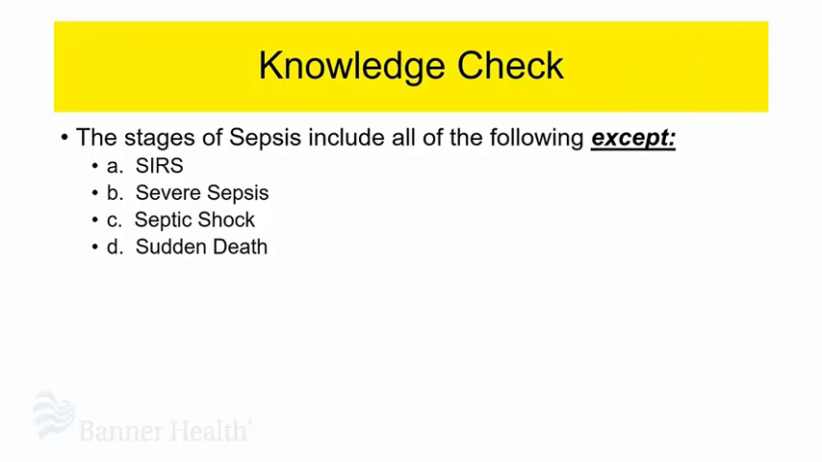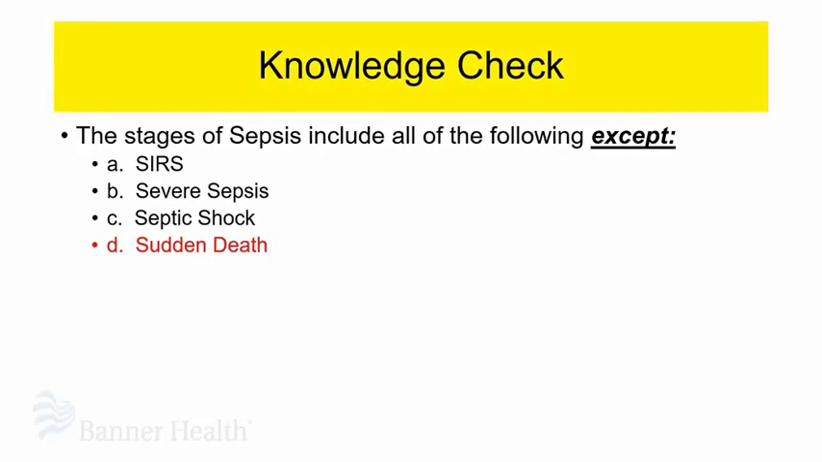Now, let's do a knowledge check. The stages of sepsis include all of the following except A, SIRS, B, severe sepsis, C, septic shock, or D, sudden death. The answer, of course, is D, sudden death, not an included stage of sepsis.